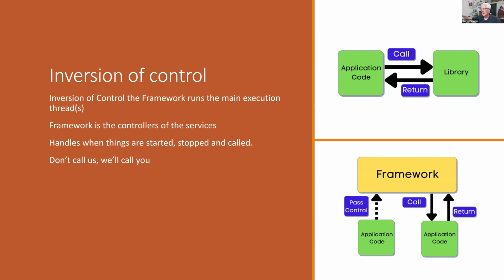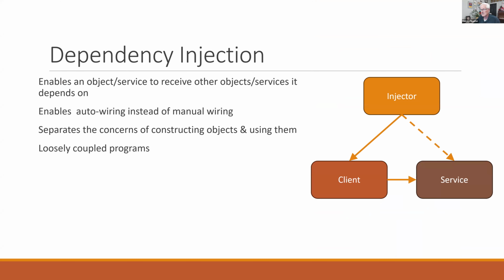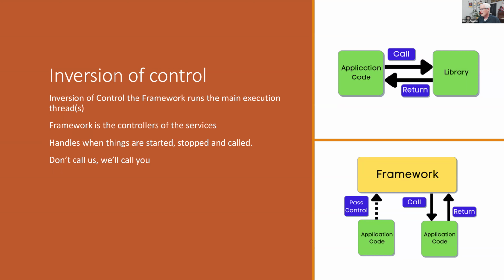Where before, if I have application code, I'm going to call a library and I look for a return, I have to inject that library up front, right? I have to link to it or whatever. With dependency injection, that happens as it's needed. And the framework is handling all that for me. Okay, does that make sense? You see how dependency injection and inversion of control work together?